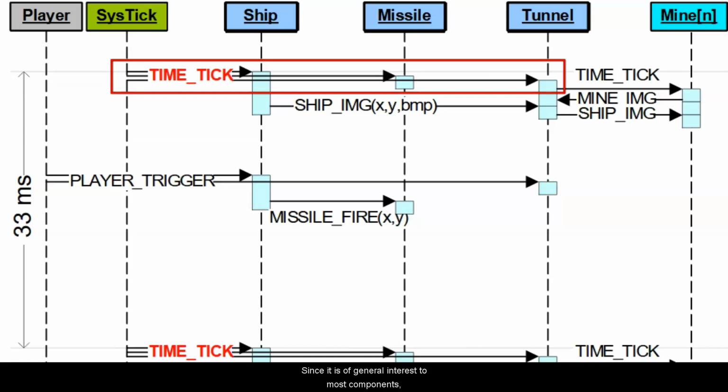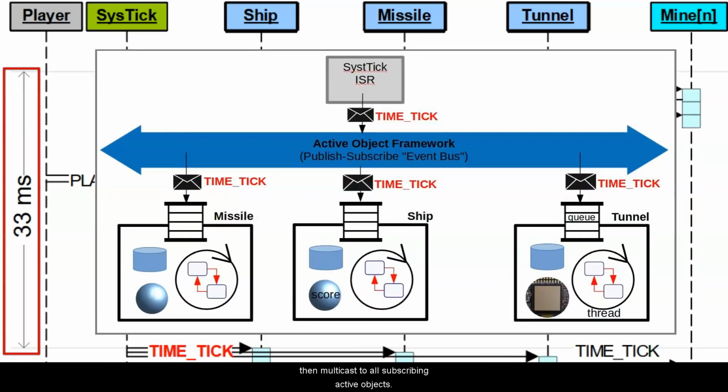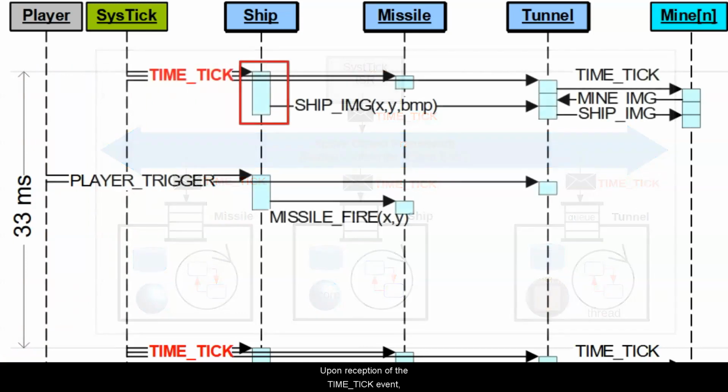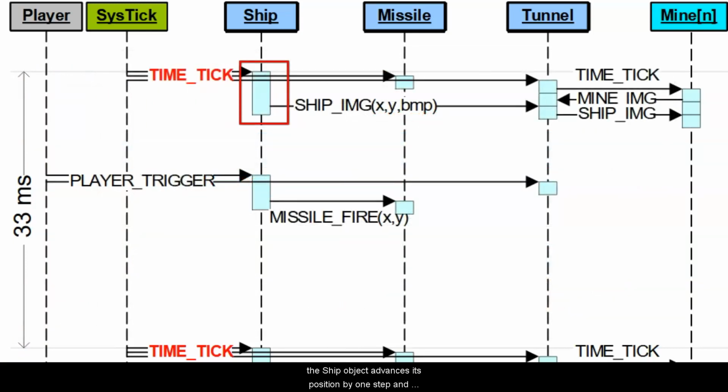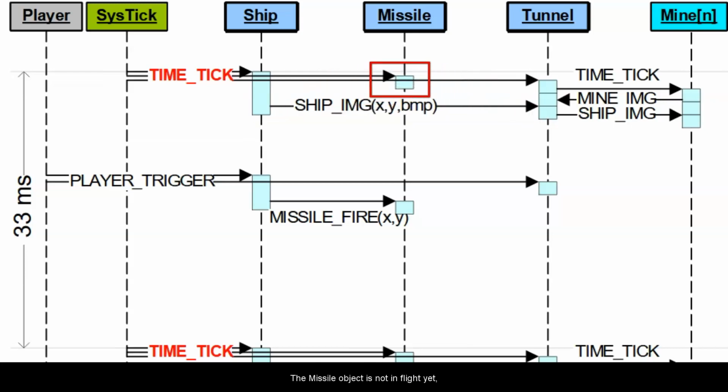Since it is of general interest to most components, it is published periodically every 33 milliseconds and then multicast to all subscribing active objects. Upon reception of the time event, the ship object advances its position by one step and posts the event ship image to the tunnel object. Ship image event has parameters x and y, which are the coordinates of the ship on the display, as well as the bitmap number BMP to be rendered at these coordinates. The missile object is not in flight yet, so it simply ignores the time tick event this time.